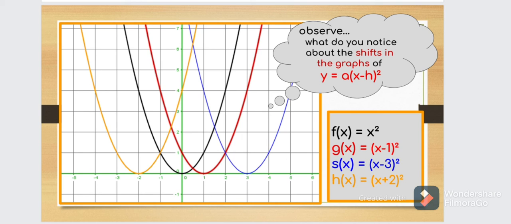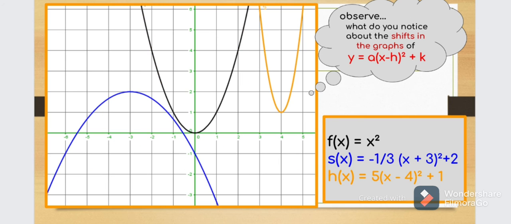The effect of changing the values of h in the graph of a function is that we move or slide the graph horizontally. It means if the value of h is greater than 0, we move to the right, while if h is less than 0, we move to the left. How about this one?